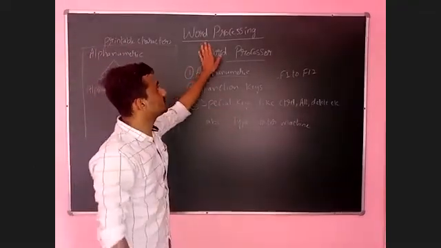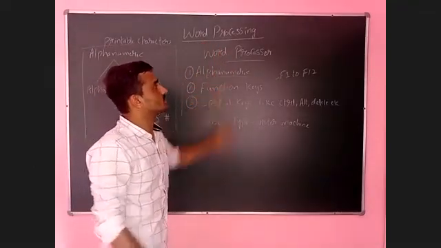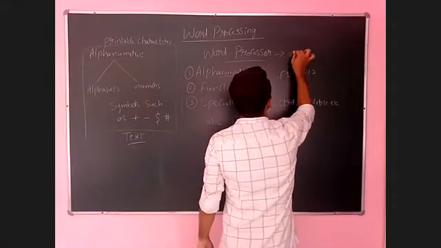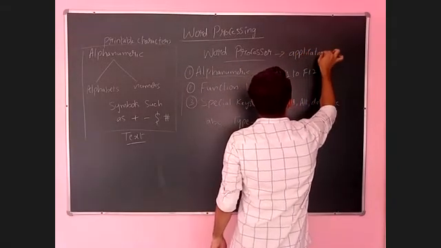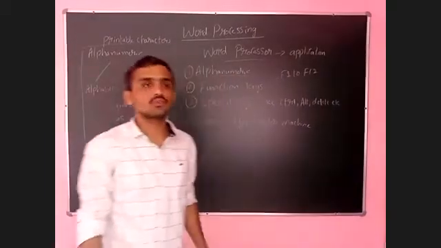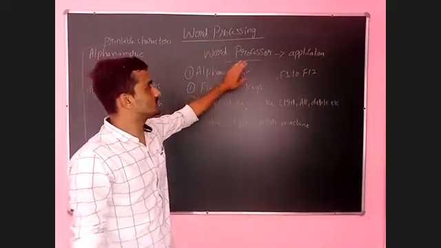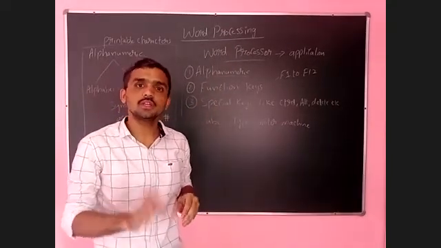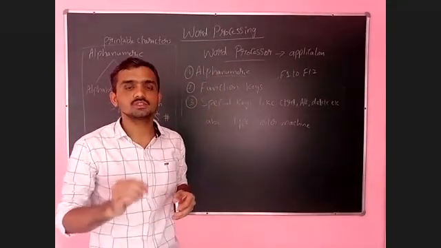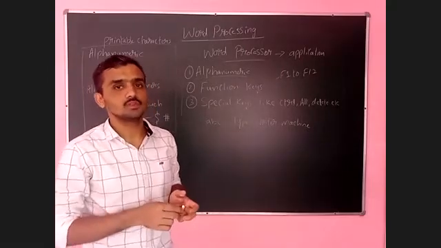Word processing means text processing. Word processor is an application software. So this is the application software which is used for word processing. Understood? Word processor is an application software which is used for word processing. Word processing is nothing but text processing. So text processing is nothing but doing some operations with the text.